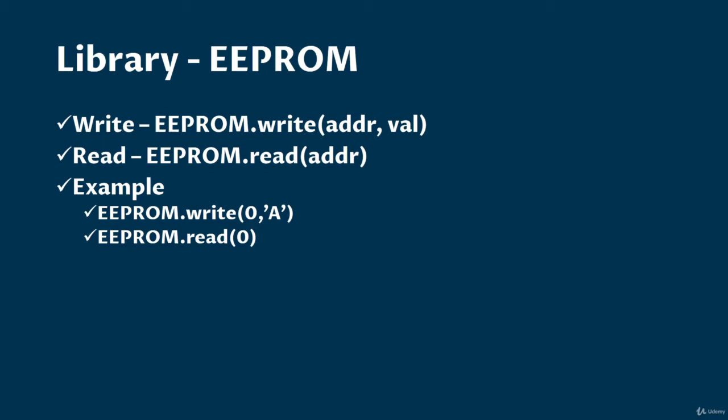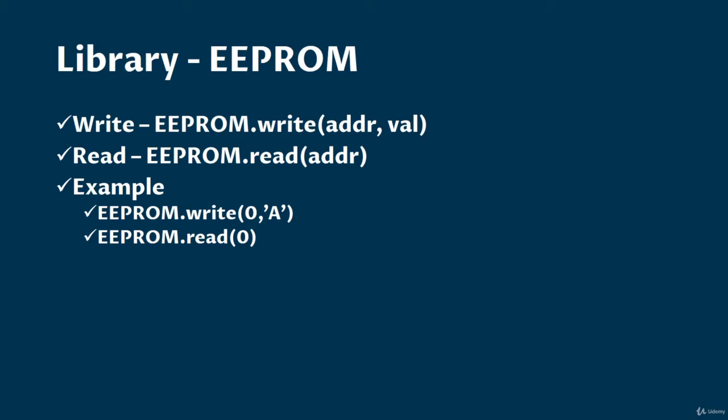For an example, suppose I am writing EEPROM.write within bracket 0 comma character 'A'. So in a single quote I am writing A. That means the 0th location of EEPROM will have a data of A. Now A is a character, so what will be stored inside that 0th location is the ASCII value of A. That means 01000001. In hex this is 41.